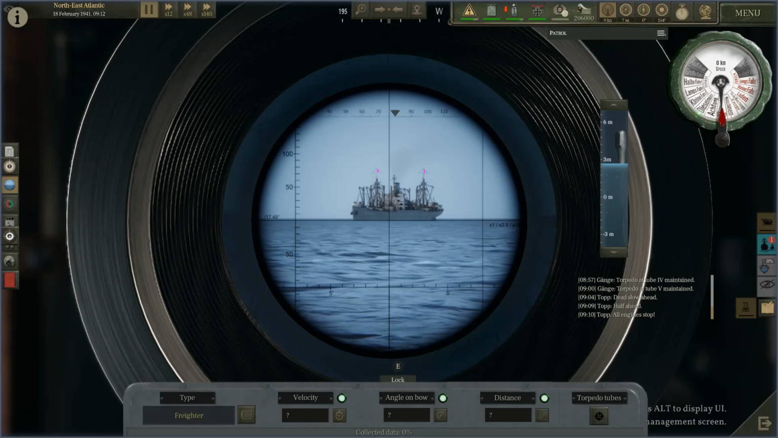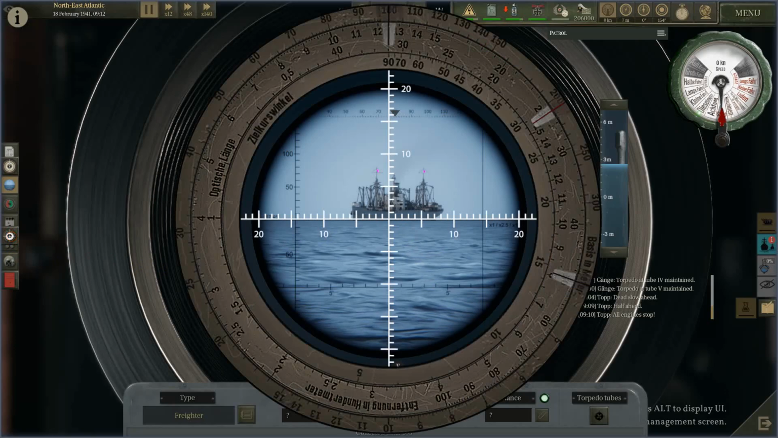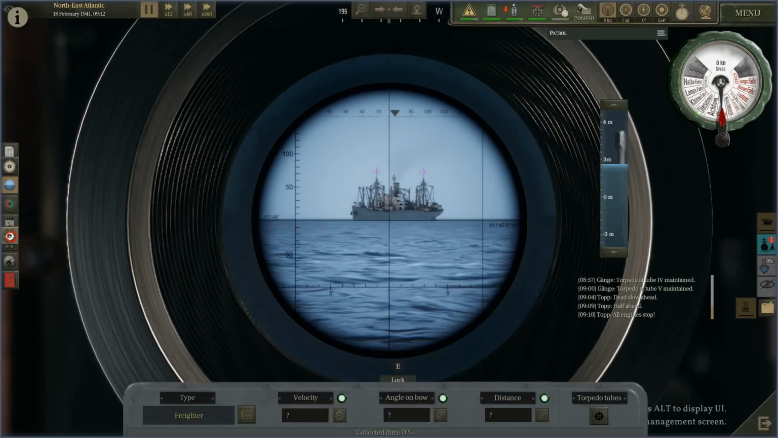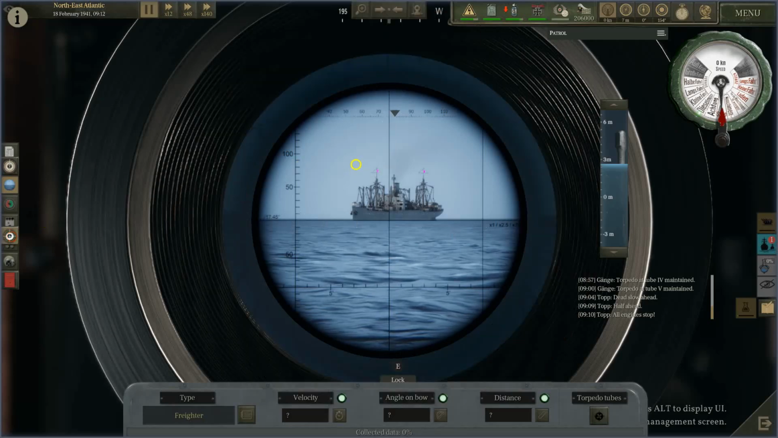In this short video, I would like to explain how to use the range and angle on bow finder mod for U-boat to find the speed, length, and angle on bow of the ship. The important thing is, if you install the mod, you will have this icon on the left side of the periscope view, and you can switch the range and angle on bow finder overlay on and off.